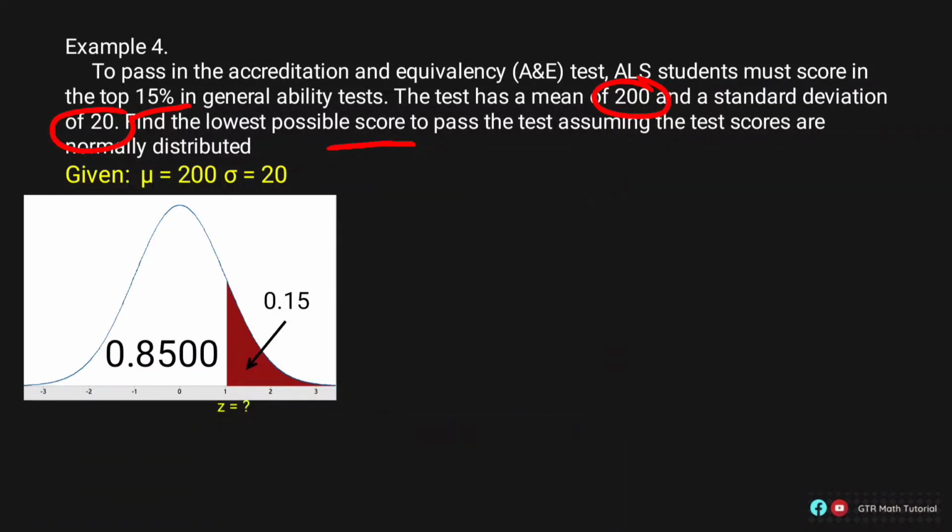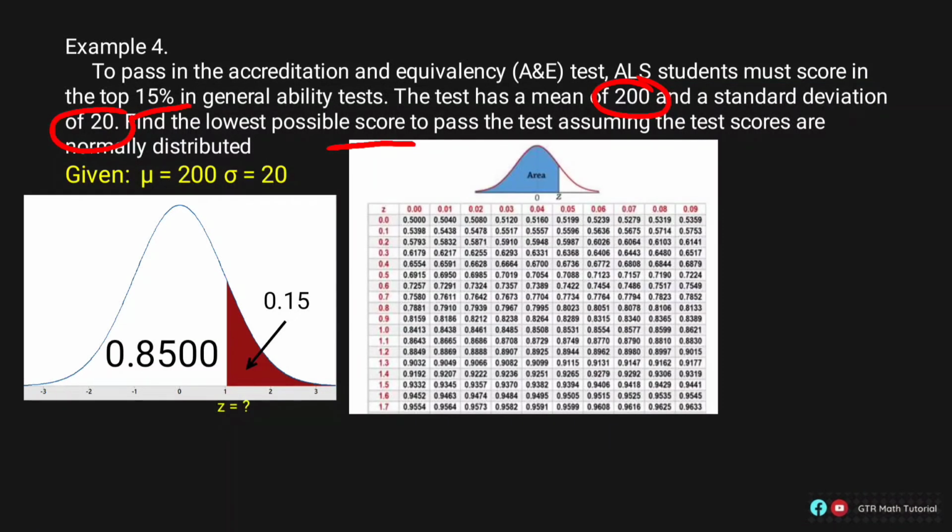So, hanapin natin ang value ng Z. So, hanapin lang ang area na 0.8500 sa table natin. So, ito yung area natin. We have 0.8485. So, kung mapapansin nyo, mas malapit yung sumunod. So, we have 0.8508. Ayun, yung kasunod na area niya, 0.8508. Pero ang gagamitin natin ay yung 0.8485.